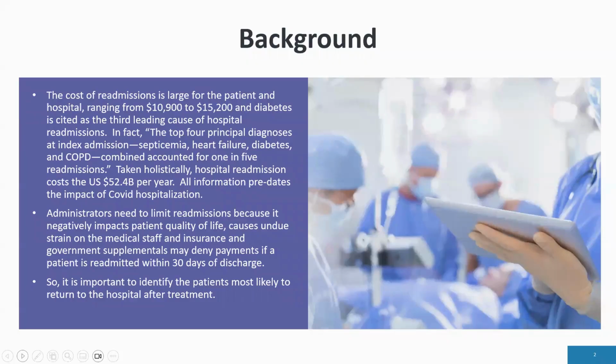The background: the cost of readmissions is large for patients and hospitals, ranging from $10,000 to $15,000, and diabetes is a leading cause of hospital readmissions. In fact, the top four principal diagnoses in index admissions, septicemia, heart failure, diabetes, and COPD, combined account for 1 in 5 readmissions. Hospital readmissions cost around $52 billion per year. All information predates the impact of COVID hospitalization.